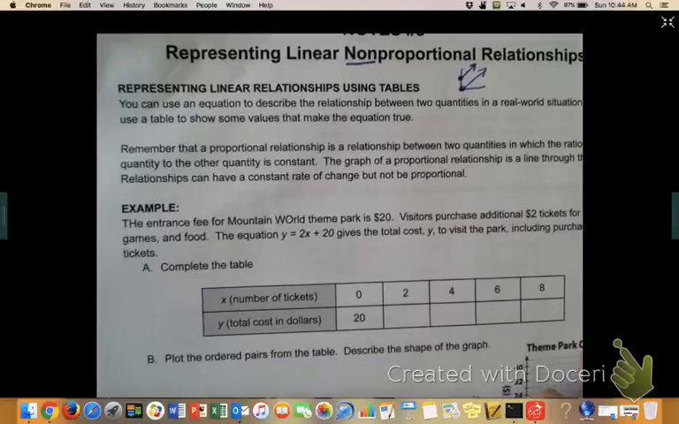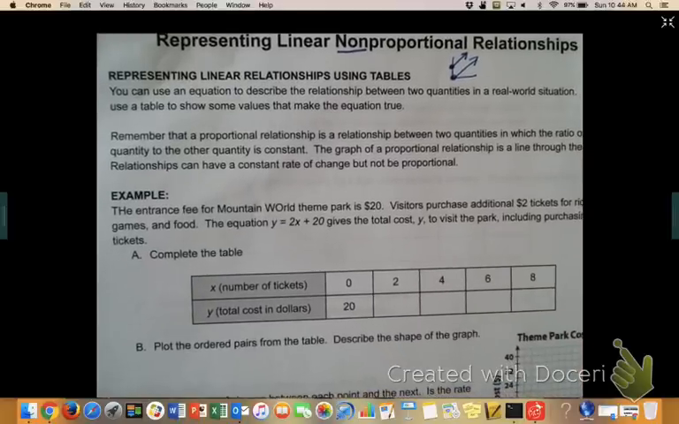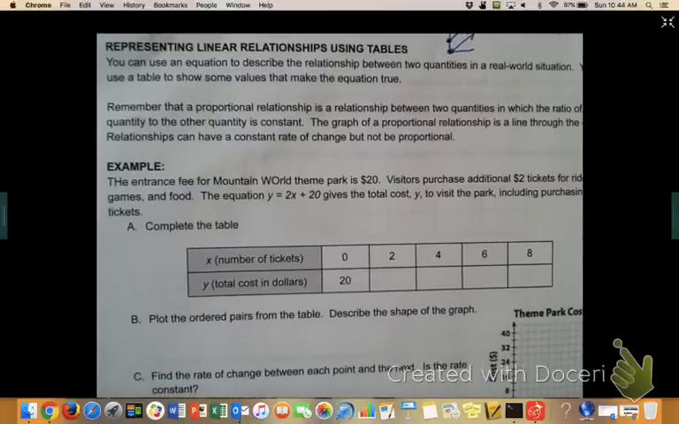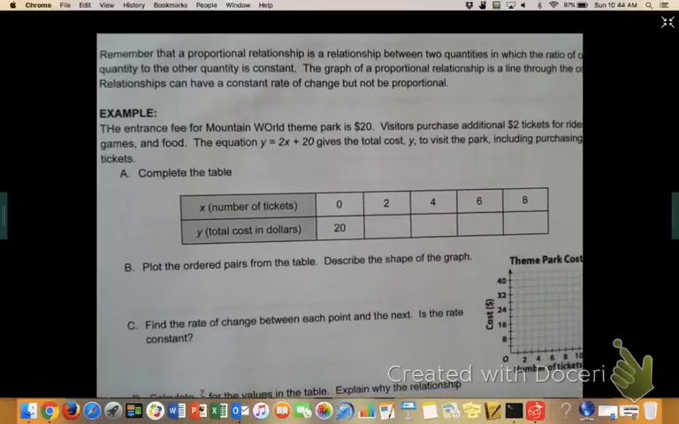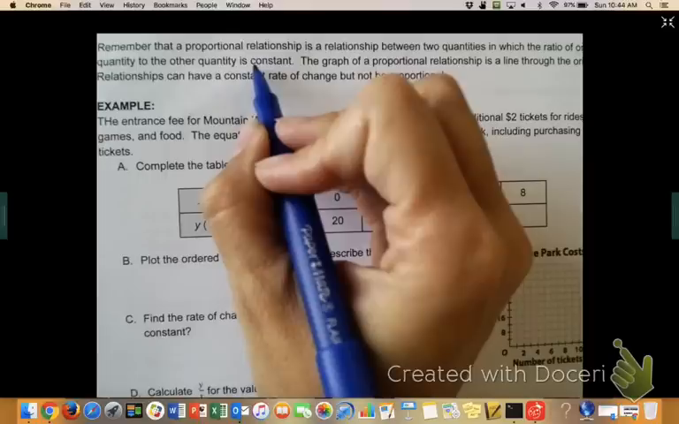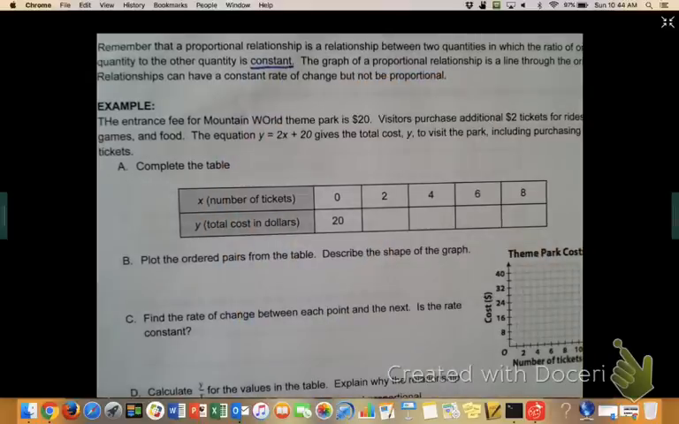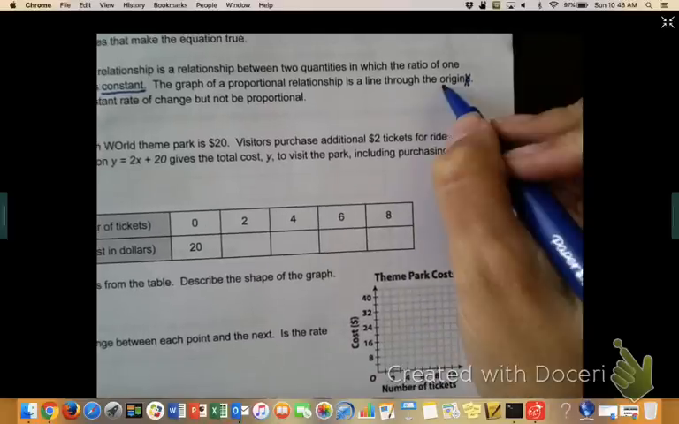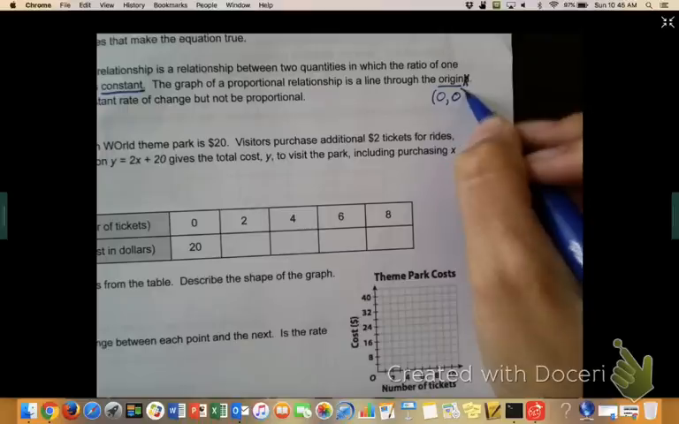Let's take a look at the first part. It says representing linear relationships using tables. You can use an equation to describe the relationship between two quantities in a real-world situation. You can use a table to show some values that make the equation true. Remember that a proportional relationship is a relationship between two quantities in which the ratio of one quantity to the other is constant. That's what's going to give it our straight line. And then the graph of the proportional relationship is a line that goes through the origin. So you can take off that little a. The origin means the coordinate point 0, 0.